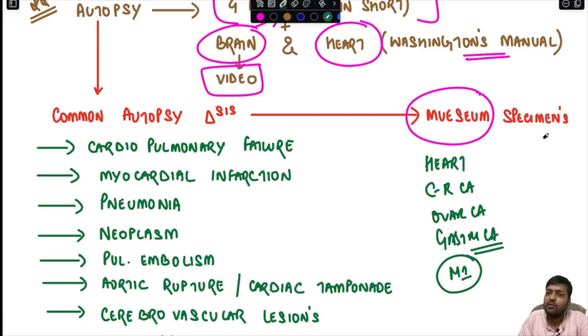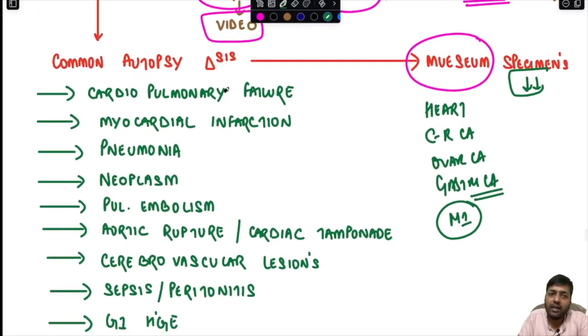The list of these museum specimens is not very clear in my mind right now. I will make a list and share the museum specimen list also in our exam group. But what is very important is to know what the common autopsy diagnoses are. This is a very commonly asked question.